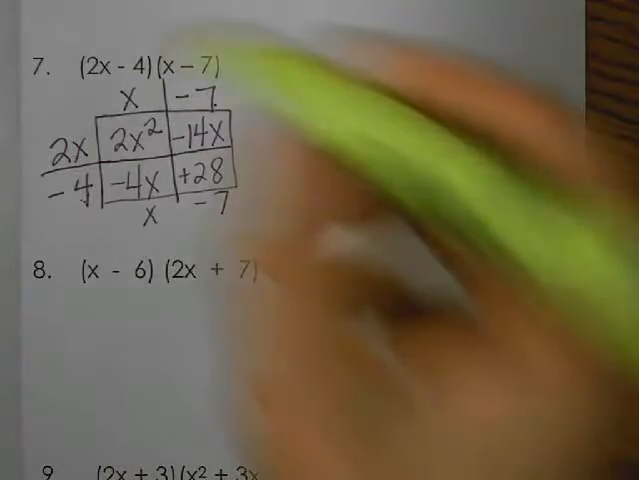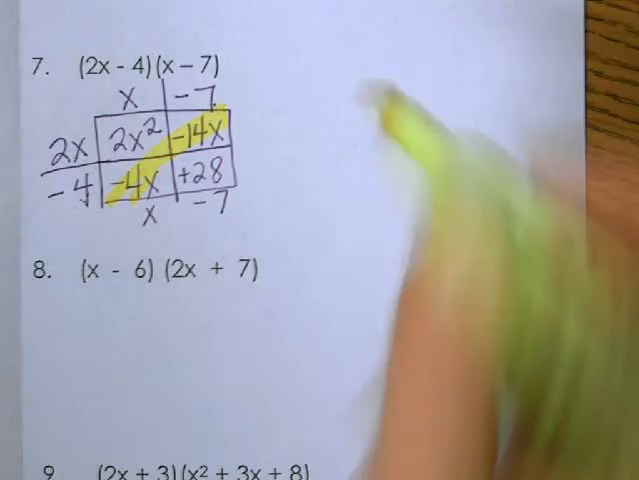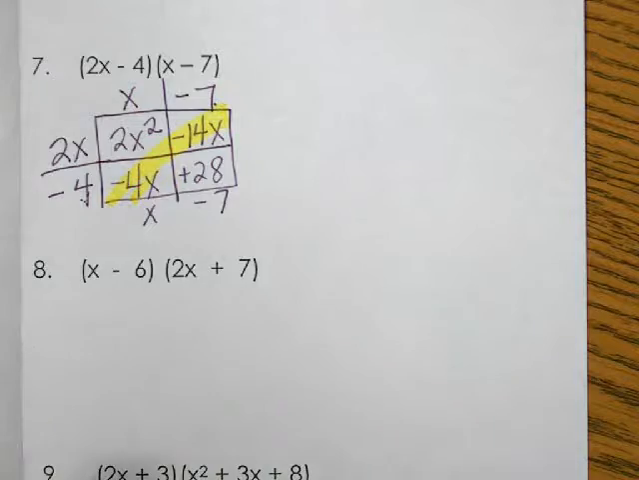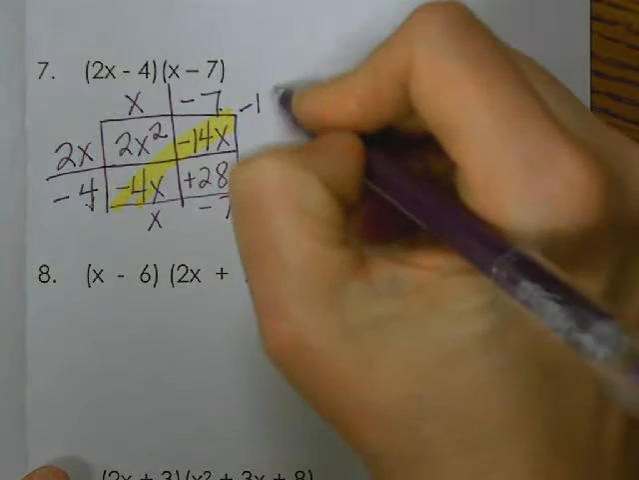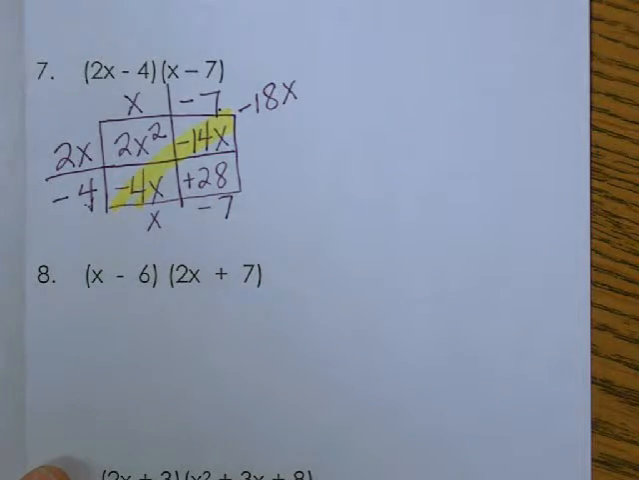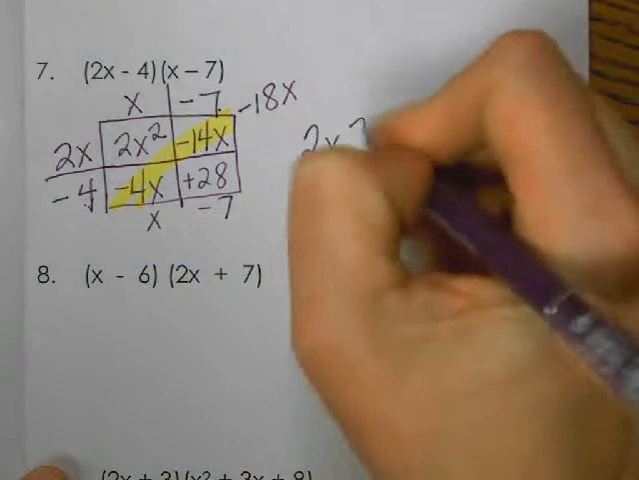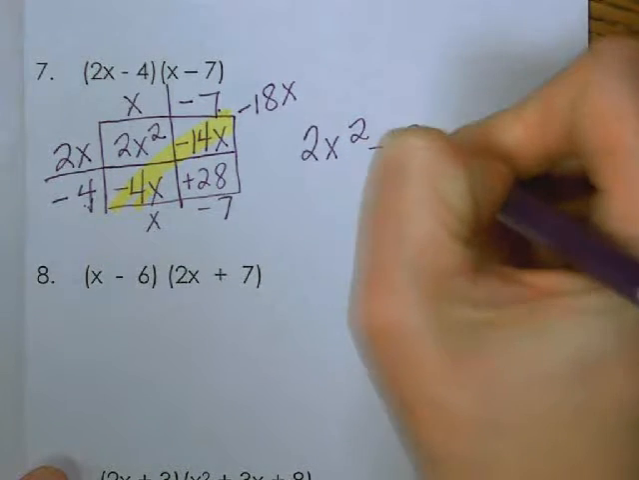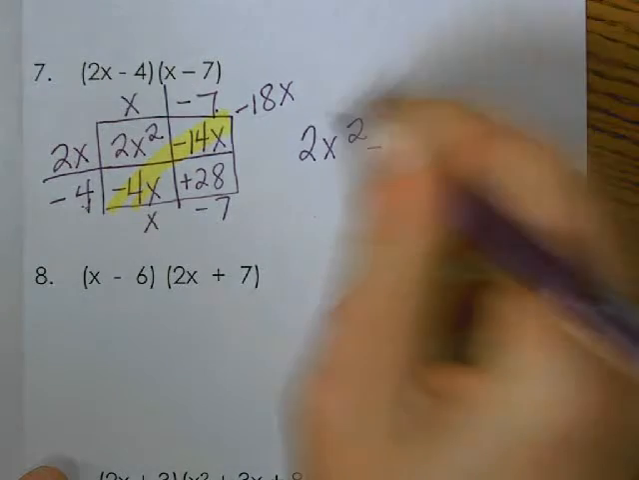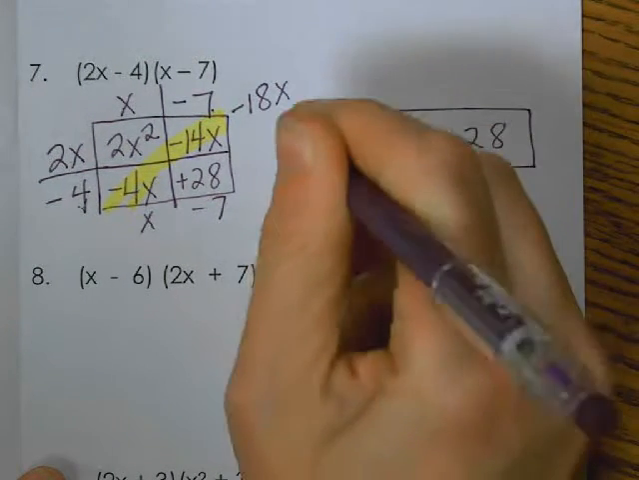Now we're going to combine our like terms. Negative 4 and negative 14 make what? Negative 18x. So it's 2x squared minus 18x plus 28. Okay?